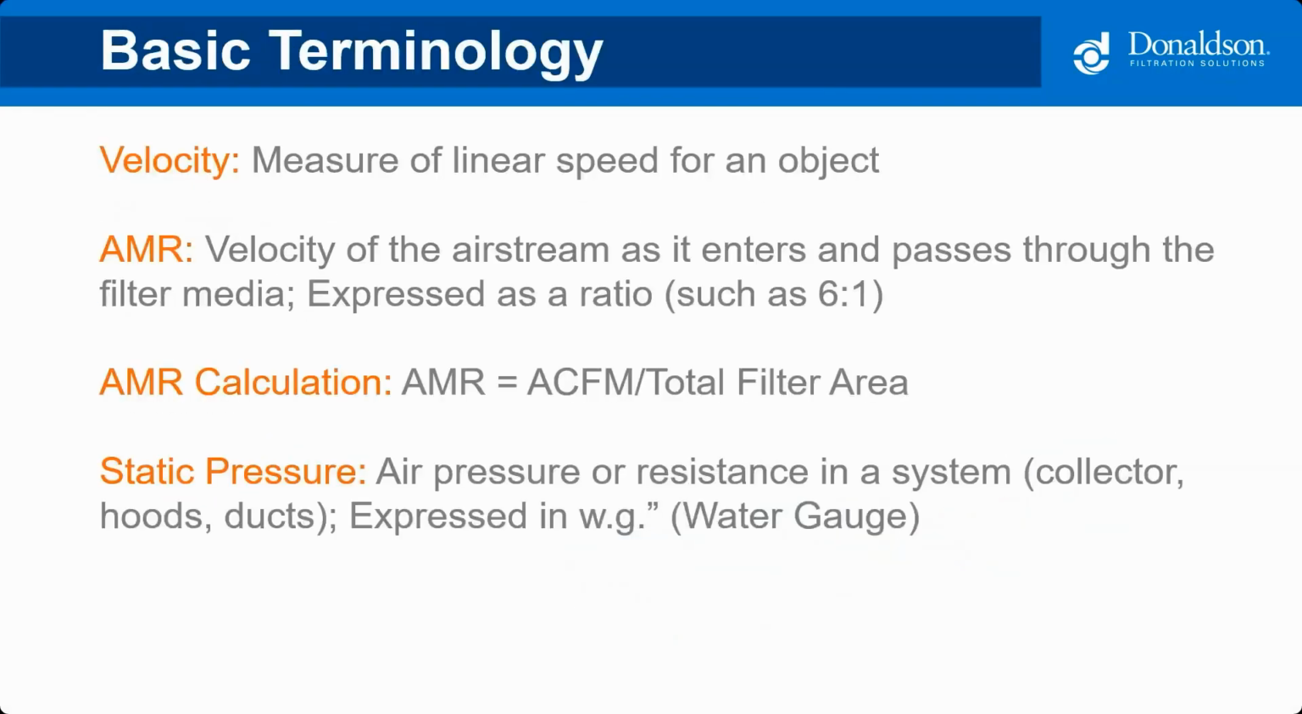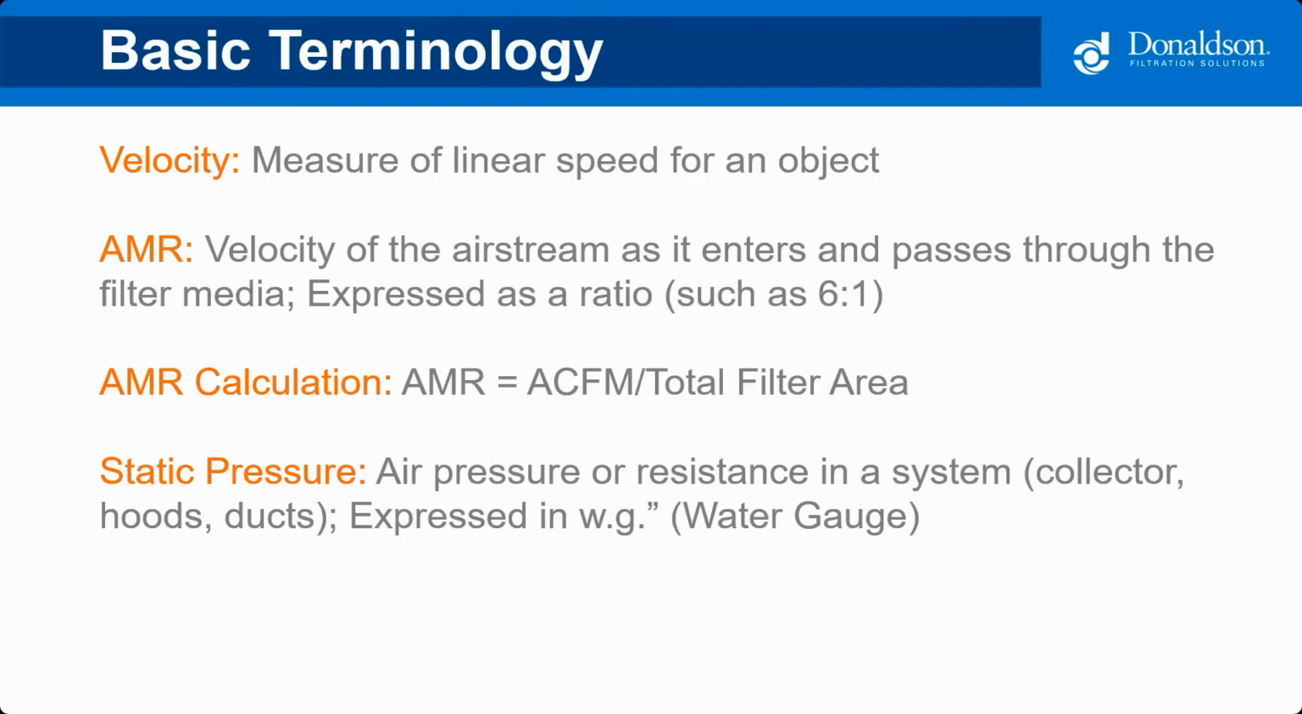Some basic terminology that I want to review for those of you who may be new to dust collection. Velocity is a measure of linear speed for an object. We'll talk about a few different types of velocities in this presentation, such as duct velocity or conveying velocity. That's the speed of the air flowing through the duct, and capture velocity, which is the speed of the air at the hood. Another type of velocity you'll hear us reference is air to media ratio, or AMR. And this is the velocity of the airstream as it enters and passes through the filter media. Sometimes you'll hear it referred to as filtration velocity.